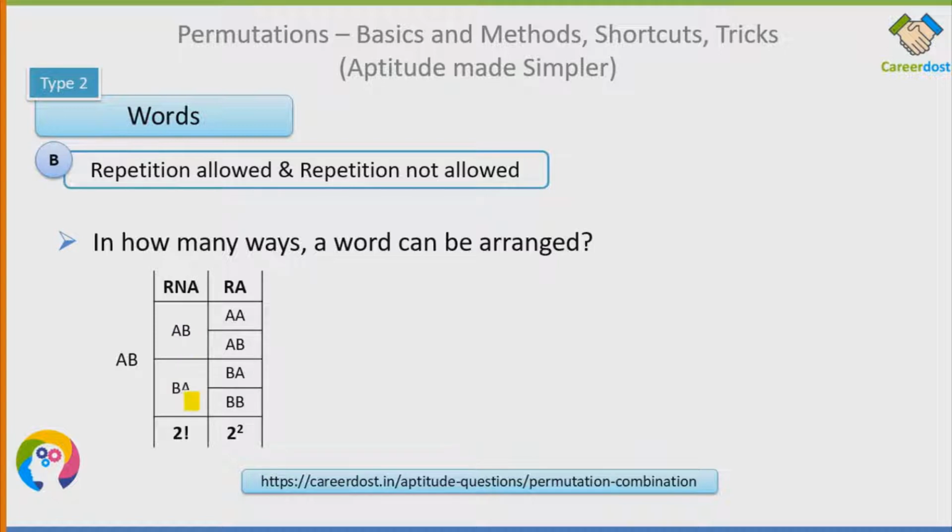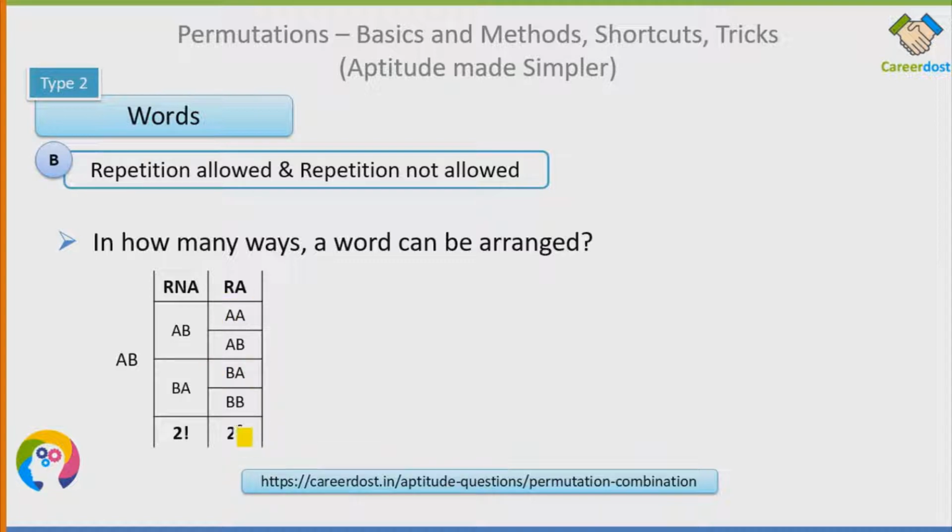But when we say the repetition is allowed, what does that mean? AB and BA will definitely be there. The only addition will be that repetition is allowed, so we can use A again and B again. So AA and BB will be added here. This is for when repetition is allowed. What we do here is, the letters are 2 and the repetition which is allowed is also 2. So square of that number.